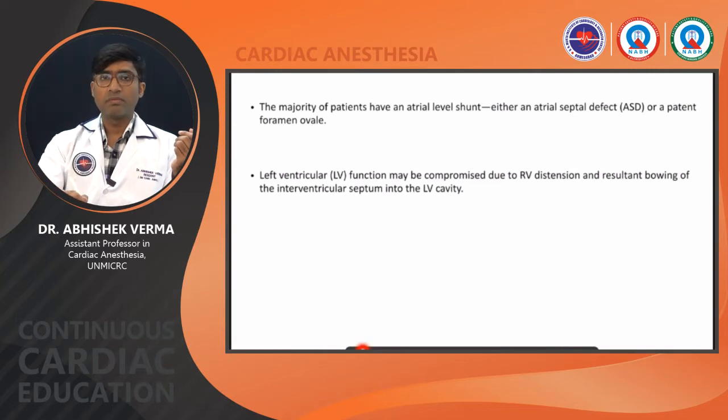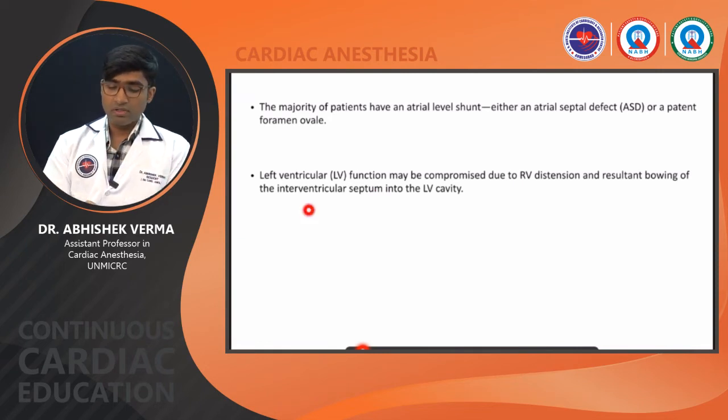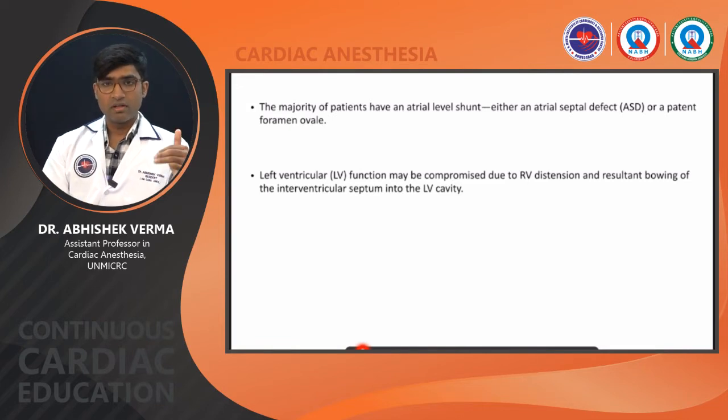The majority of patients have atrial level shunting, either an atrial septal defect or a patent foramen ovale. Left ventricular function may be compromised due to right ventricular distension and resultant bowing of the interventricular septum into the LV cavity. So bowing of the interventricular septum into the LV cavity also decreases the LV output, or LV cardiac output.